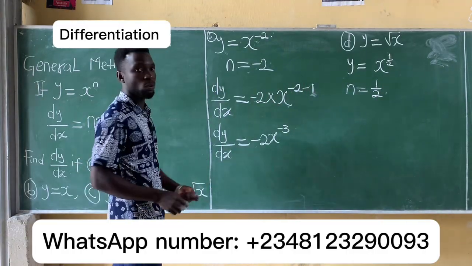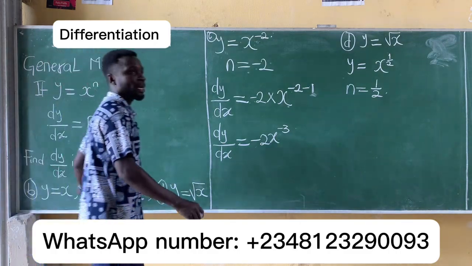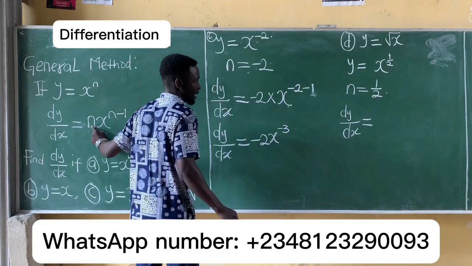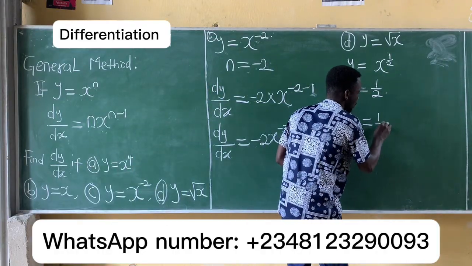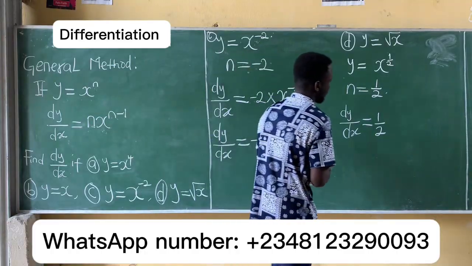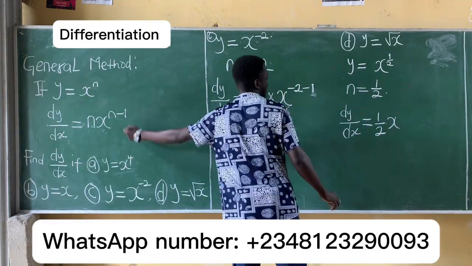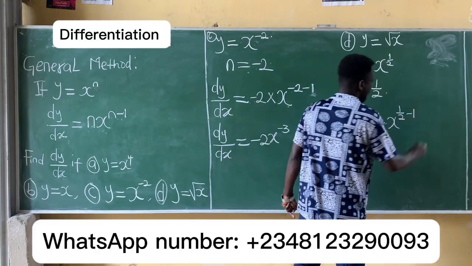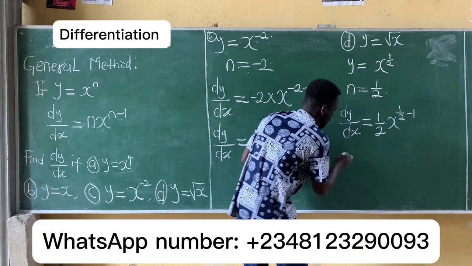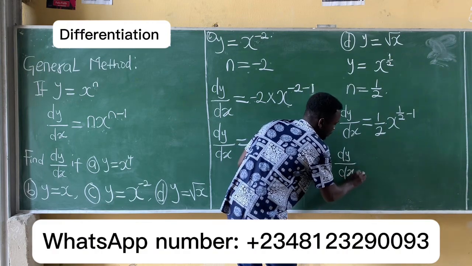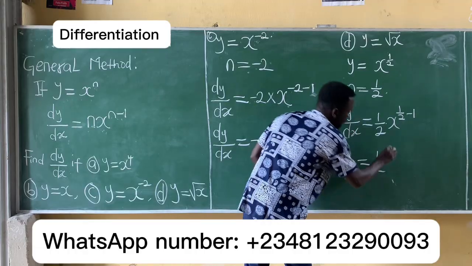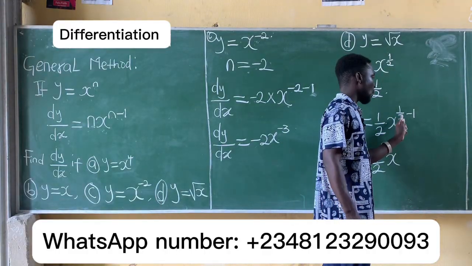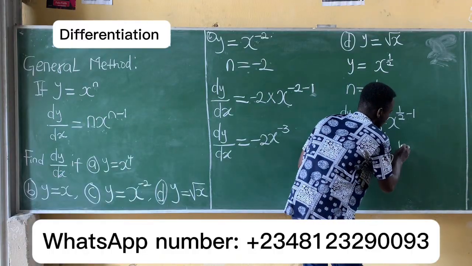So since n is equal to 1 over 2, let's find dy/dx. dy/dx will be equal to, remember our n is 1 over 2, so it becomes 1 over 2 times x raised to the power of n minus 1. N is 1 over 2, so it becomes 1 over 2 minus 1. So this will give us dy/dx equal to 1 over 2 times x raised to the power 1 over 2 minus 1.